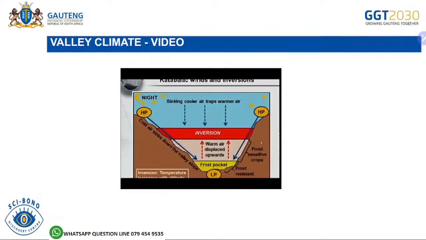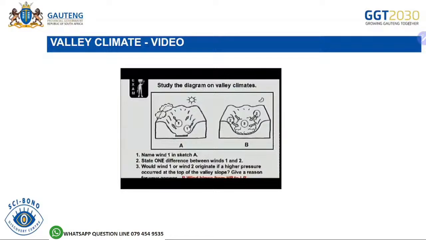Now, this forms the basis of this exam question. And this exam question is very, very important. Last year, here's the question. Study the diagram on valley climates, and answer the questions that follow. Let's have a look at this. Name the wind 1 in sketch A. Here's sketch A, the wind 1. Right. Now remember, it can only be one of two, the katabatic or the adiabatic one. So we've got the adiabatic one here in the day, and the katabatic one during the night that we've got there.